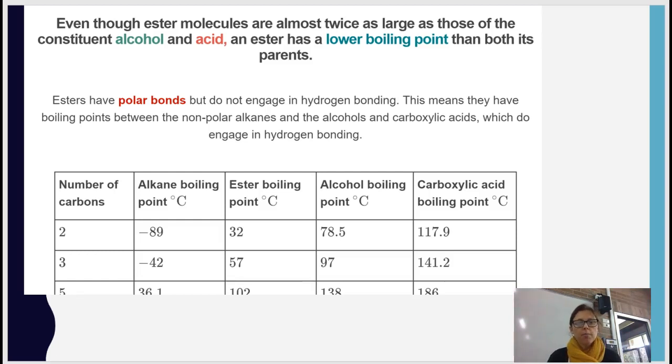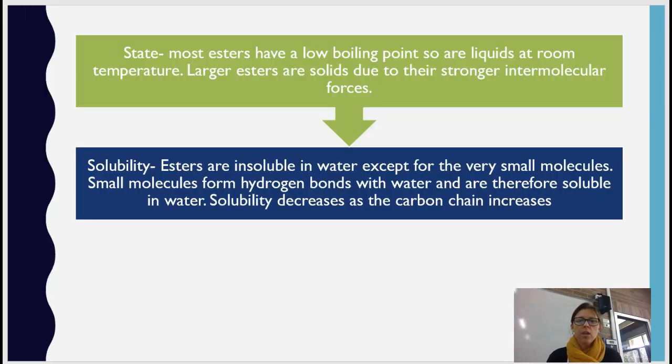If I've got a 2-carbon chain, our alkane boiling point is about -89, an ester 32, alcohol 78, and our carboxylic acid significantly higher at 117. So you can see with our alkanes, there's just those dispersion forces. The ester, the dipole-dipole, no hydrogen bonding. Our alcohol 78, and our carboxylic acid higher again. And you can see the same trend for a 2-carbon chain, 3-carbon chain, and a 5-carbon chain.